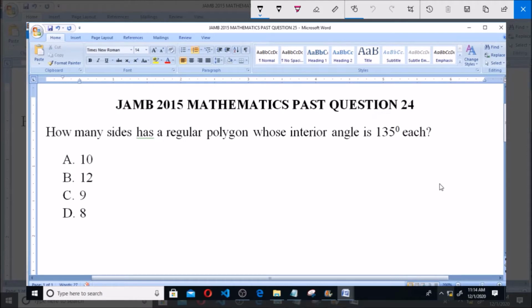How many sides has a regular polygon whose interior angle is 135 degrees each? A 10, B 12, C 9 and D 8.